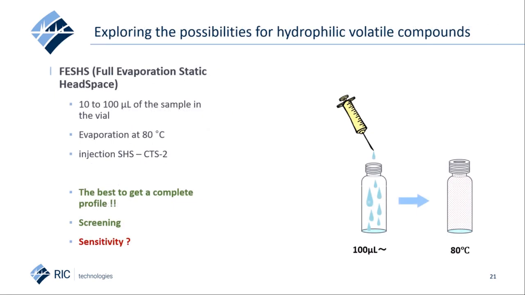To overcome the difficulties we encounter with more hydrophilic volatile compounds, as they bring more selectivity to the static headspace enrichment and resulting in low sensitivity using a default sample amount, 5 to 15 ml of water sample in the vial, we can move to a full evaporation headspace technique starting from only 10 to 100 microliters of sample in the vial and evaporating the total amount completely at 80 degrees.